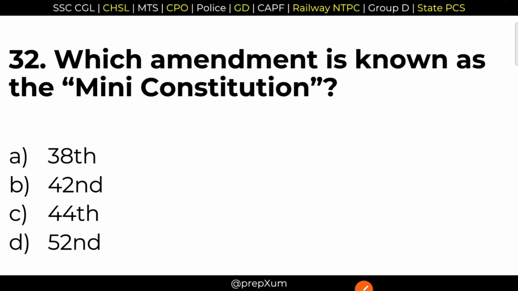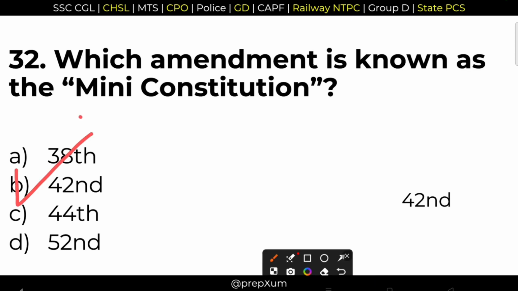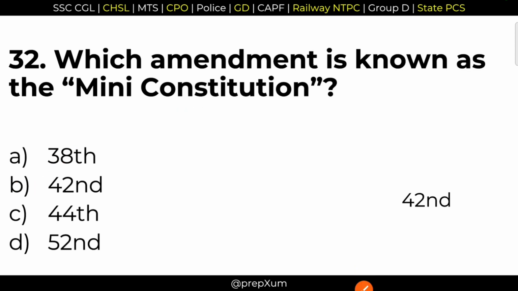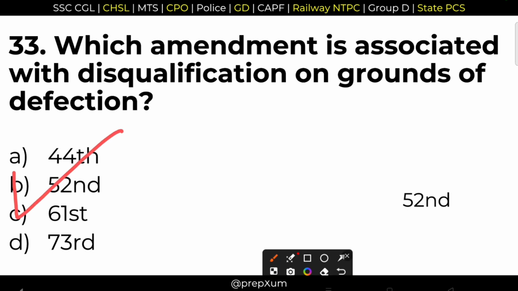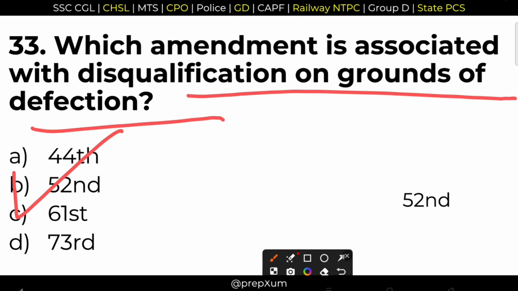32. Which amendment is known as the mini constitution? We already know the answer. It is the 42nd one. 42nd Constitutional Amendment Act is also known as mini constitution. 33. Which amendment is associated with disqualification on grounds of defection? Option B. 52nd Constitutional Amendment Act. It is associated with disqualification on the grounds of defection.